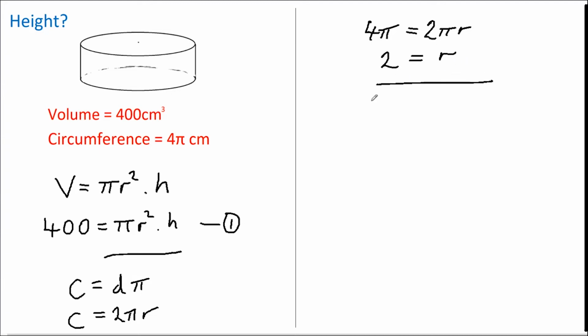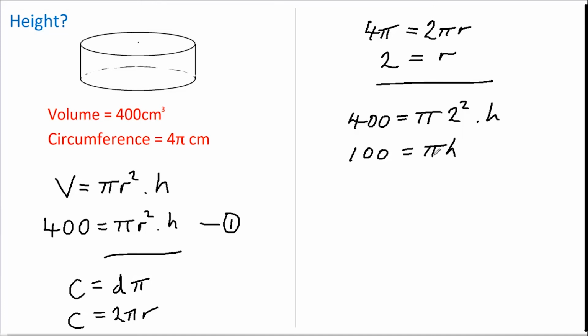Now if we substitute that back into this formula, we should be able to find out what h is. So let's write that down again. So we've got 400 equals pi r squared. Well, r is 2, so that's 2 squared multiplied by the height. If we now divide both sides by 4, we get 100 here. And over here, we just end up with pi h.